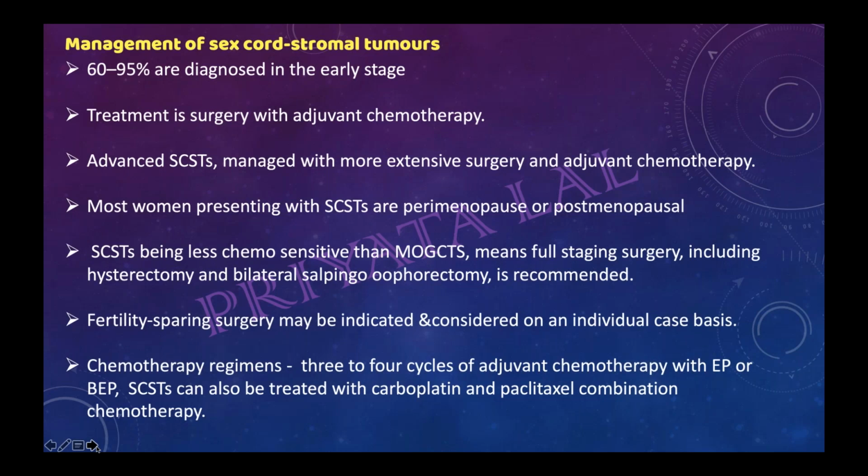Chemotherapy, again, will be 3-4 cycles of either EP or BEP. But in this kind of tumor, sex cord stromal tumor, consideration for carboplatin and paclitaxel can also be done, that we use for epithelial ovarian cancer. So this is different from the germ cell tumor here.